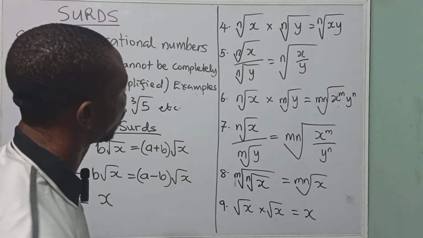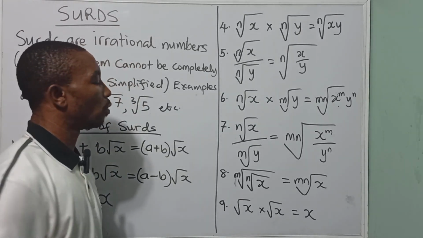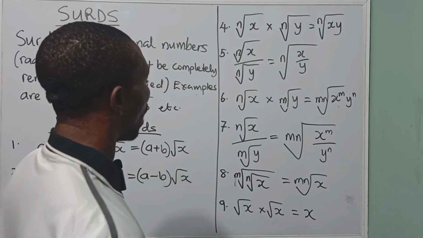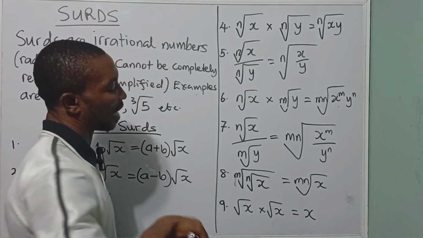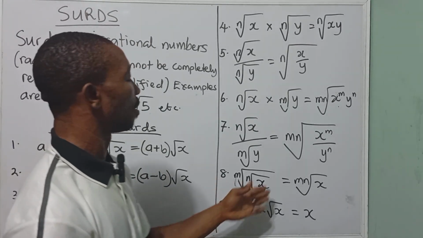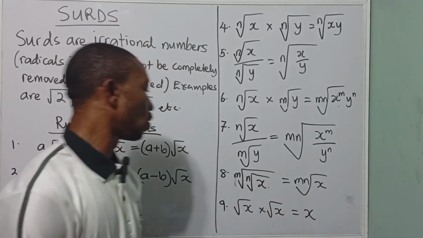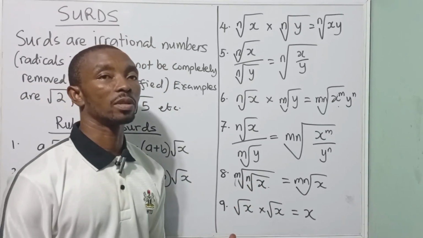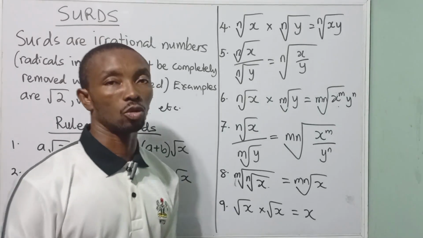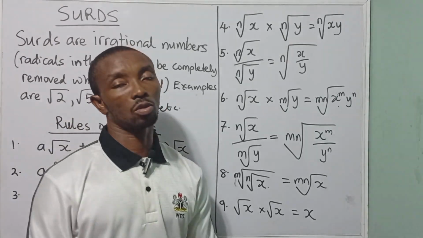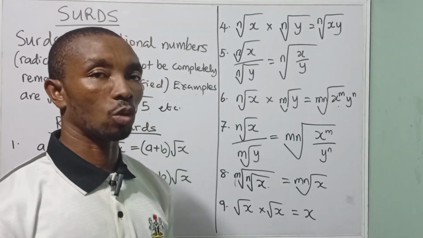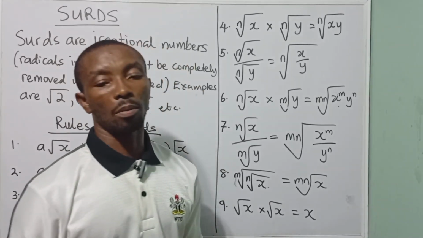Now, to our eighth rule, we have the mth root of the nth root of x becomes the mn root of x. Now, when we have the same root sign, root x times root x, or root 2 times root 2, gives us 2. Why? Root 2 times root 2 gives 2. So the root of any number multiplying itself gives that number.